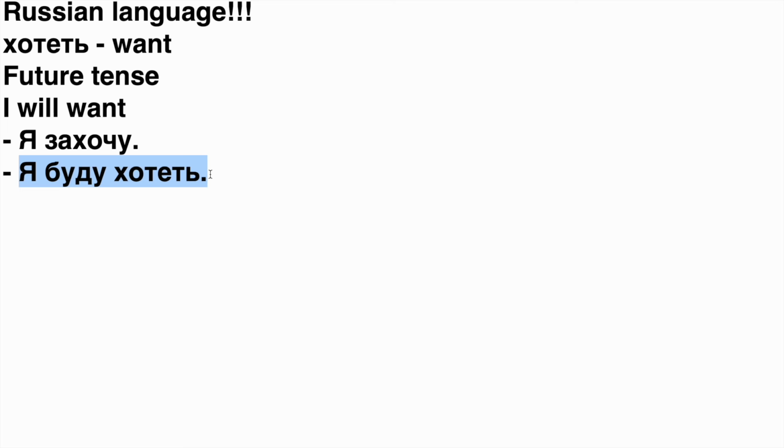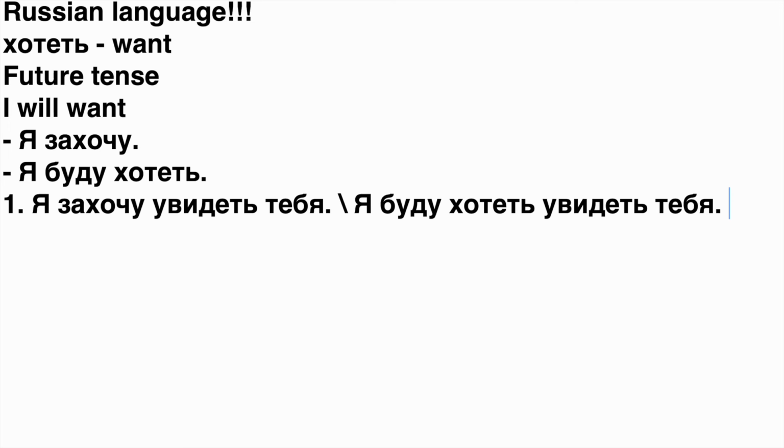Really, we don't have very big differences between the two versions. And of course, I can tell you some examples with this version, like, for example, I will want to see you. I can say like this: я захочу увидеть тебя. And of course, I can say it a little bit differently, like я буду хотеть увидеть тебя.